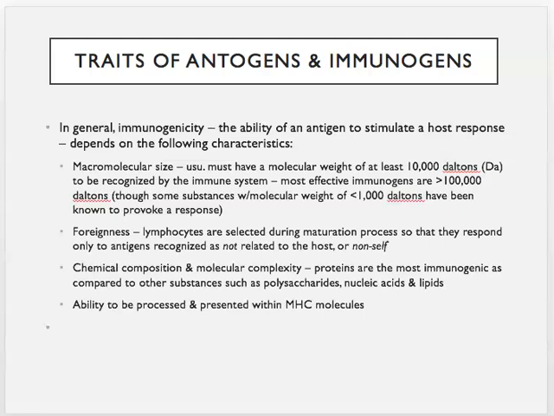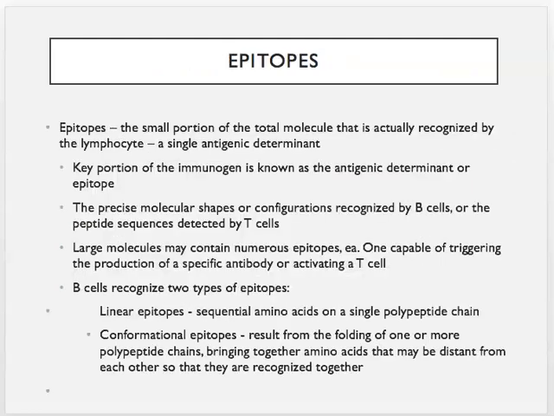And then is that particle able to be processed by our immune cells, and then presented as a foreign cell? Okay, epitopes. So this is the small portion of the total molecule that's actually recognized by the lymphocyte. So it's a single antigenic determinant. The key portion of the immunogen is known as the antigenic determinant, or epitope.